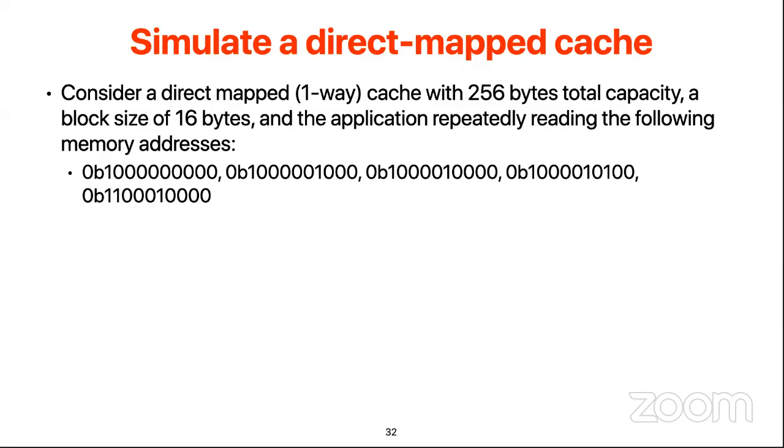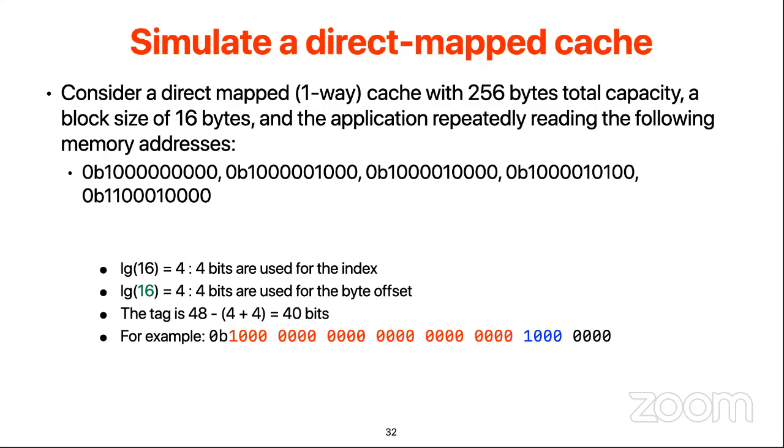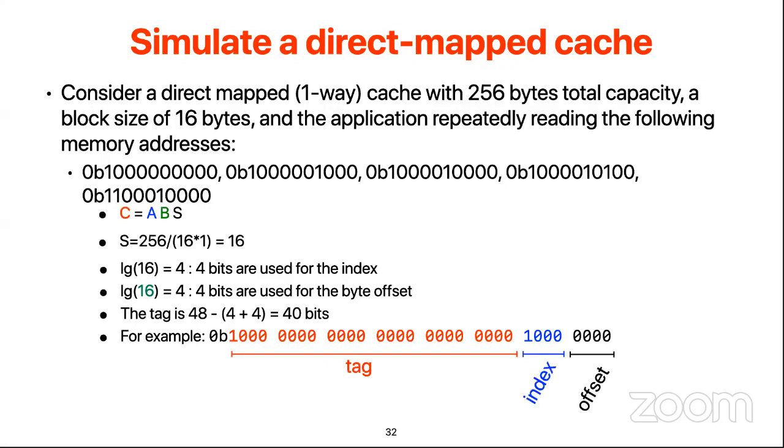So if I have a direct map cache with 256 bytes total capacity and a block size of 16 bytes, you can know through C equals ABS that A is 1, B is 16, and C is 256, and then you can get S as 16. Using the block size of 16, you know there are 4 bits in the index and 4 bits in the block offset, and the remaining address bits would be the tag. So this is how you partition this address.